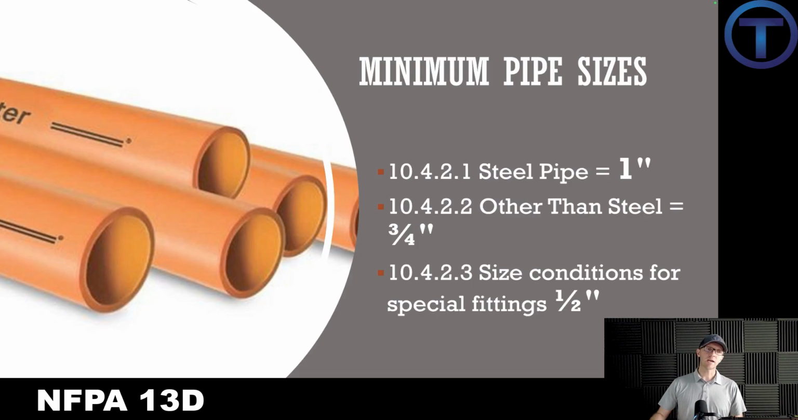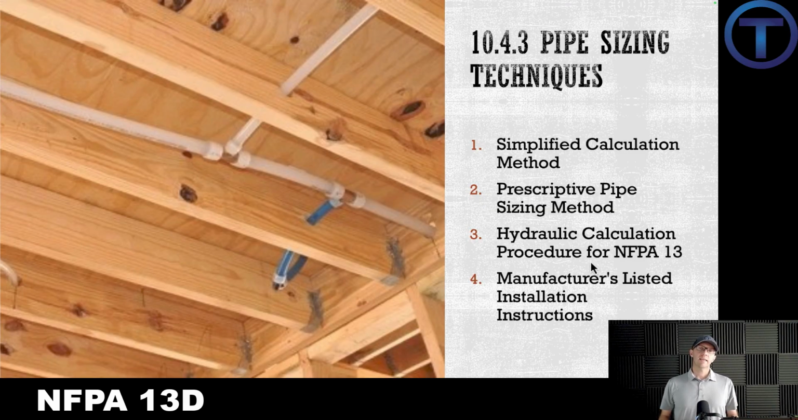If you get into pipes other than steel, that's 10.4.2.2, you can run 3/4 inch. And then there's 10.4.2.3. It gives us sizing conditions for special fittings. The minimum is going to be 1/2 inch. So this establishes some real baseline, very minimums on what pipe sizes can be run for these systems.